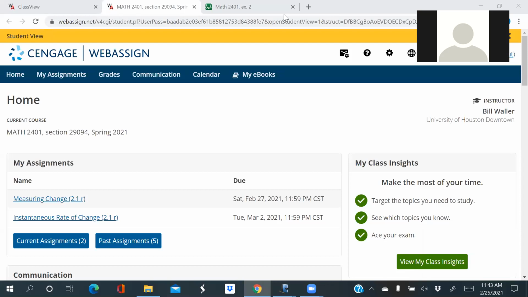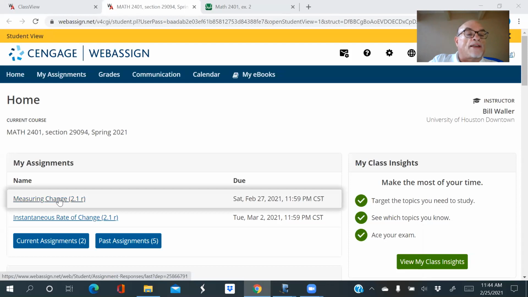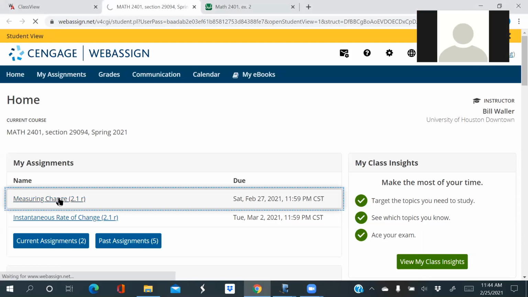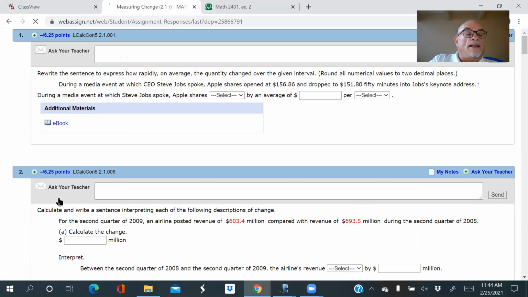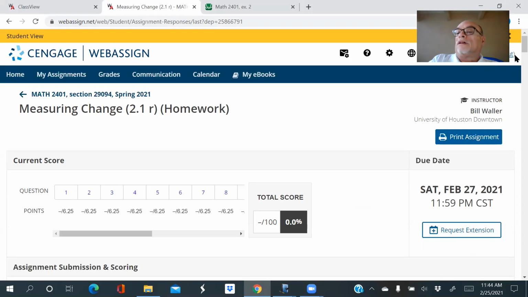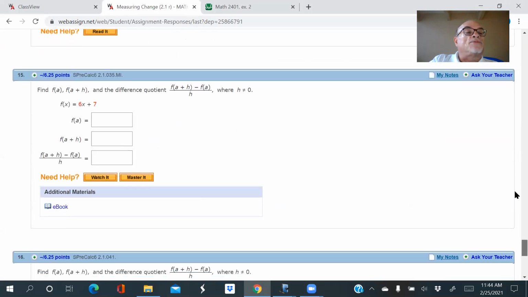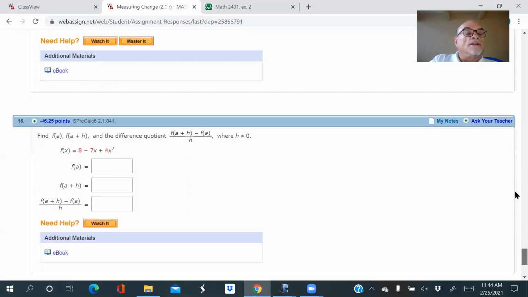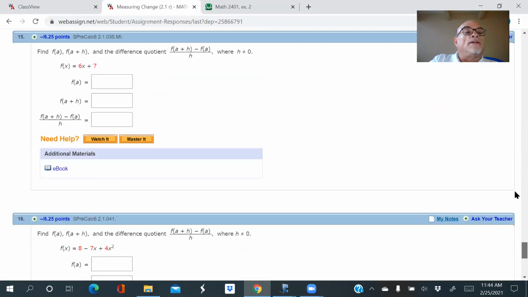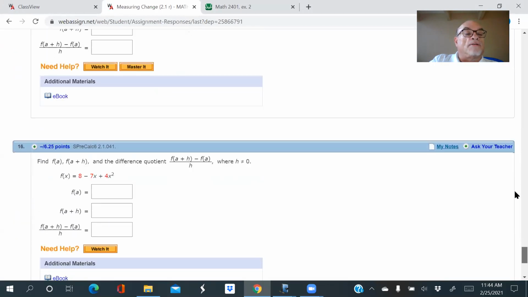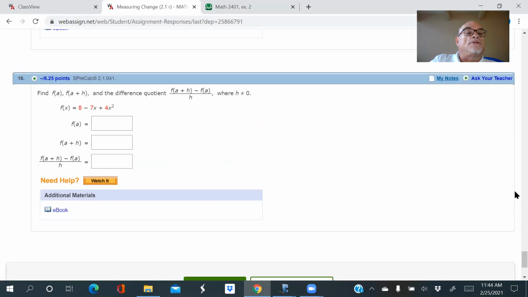Oh, Professor, I had a question on homework. Could we do the measuring change, one of the last two questions? Those are computing difference quotients, I think, right? Yeah, so let me see if I can get this open. Those are probably the hardest ones. Let's jump right to it. Well, let's do the really hard one. Might as well do the hard one, right?